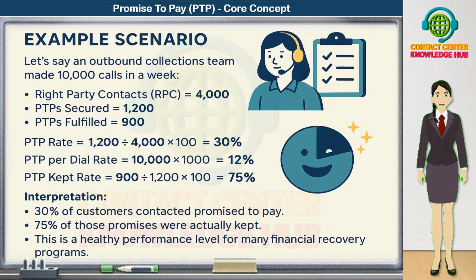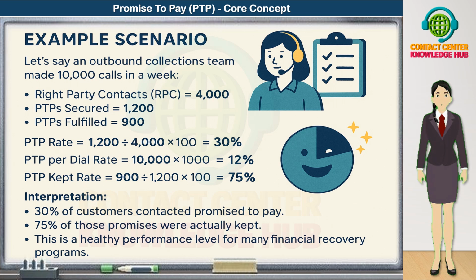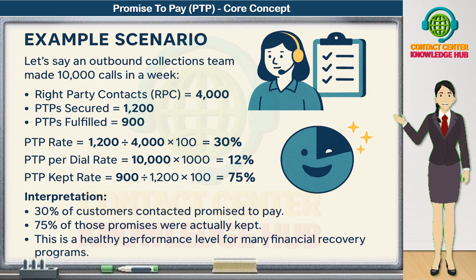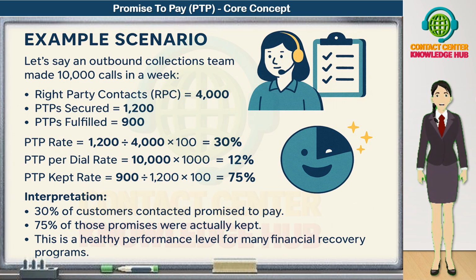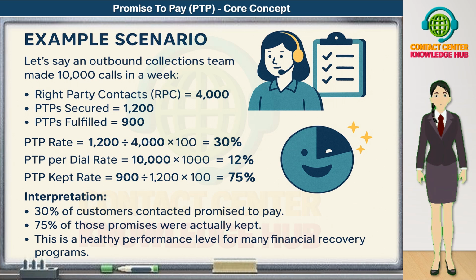Let's bring this to life with a practical example scenario. Imagine an outbound collections team makes 10,000 calls in a single week. Out of those, 4,000 are right party contacts, meaning actual conversations with the correct customers. From those contacts, the team secures 1,200 promise to pays. Out of those promises, 900 are actually fulfilled.